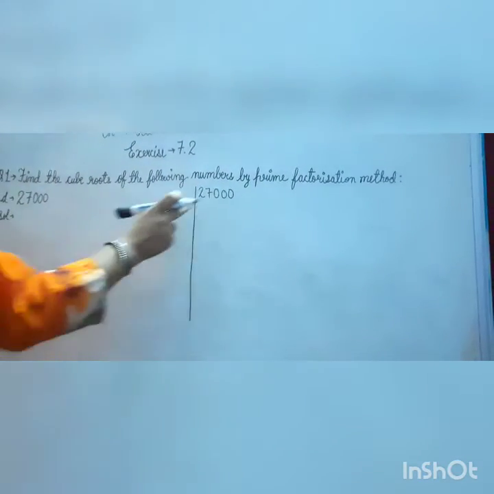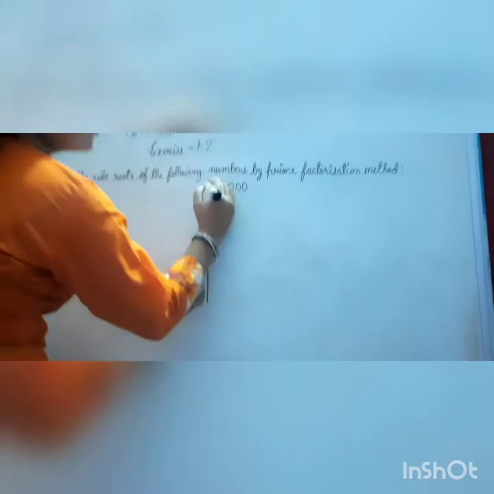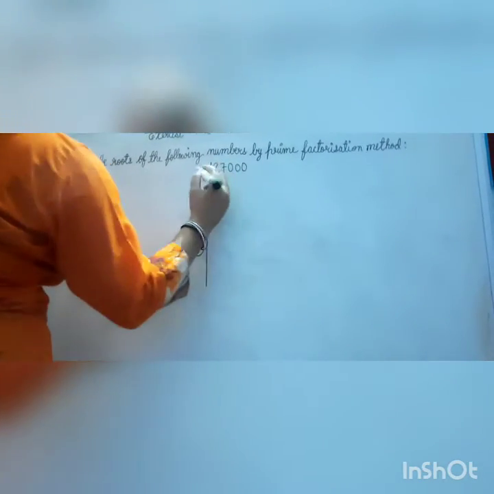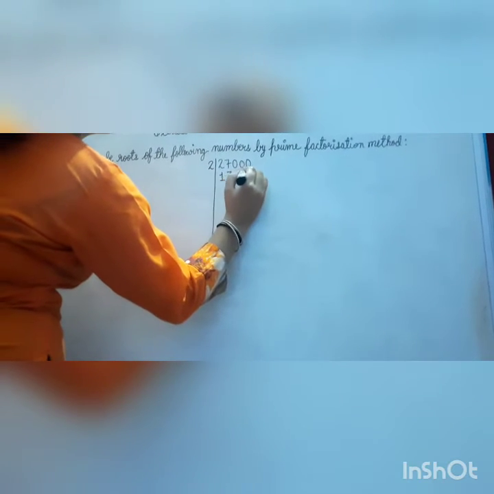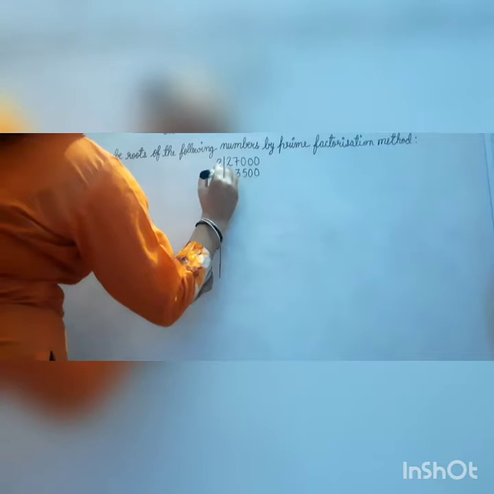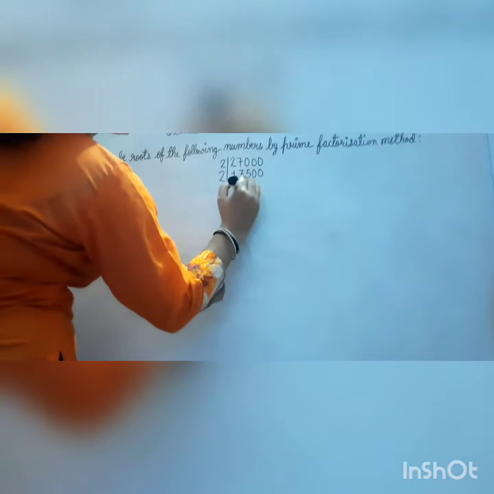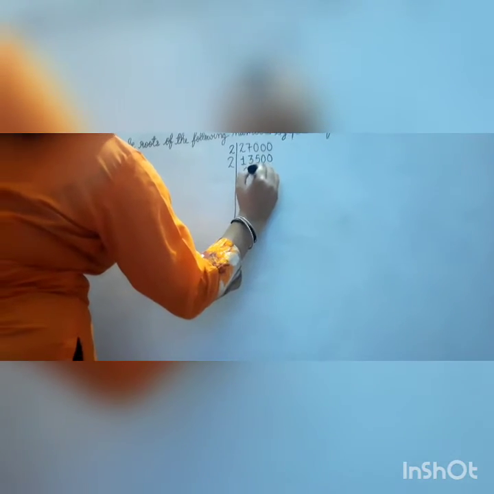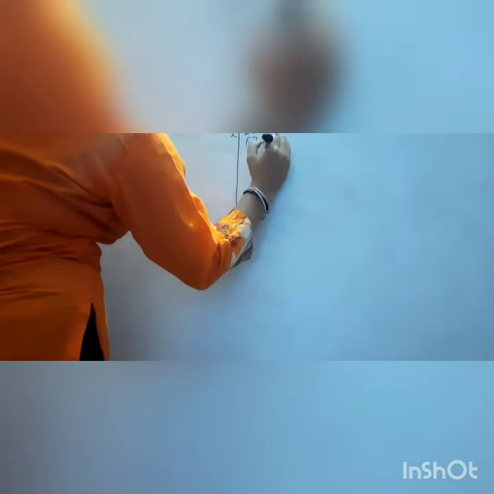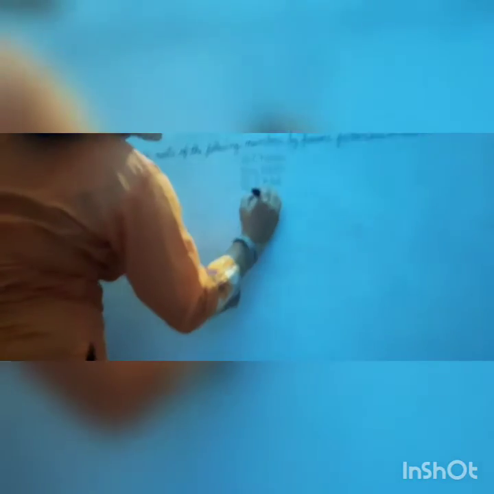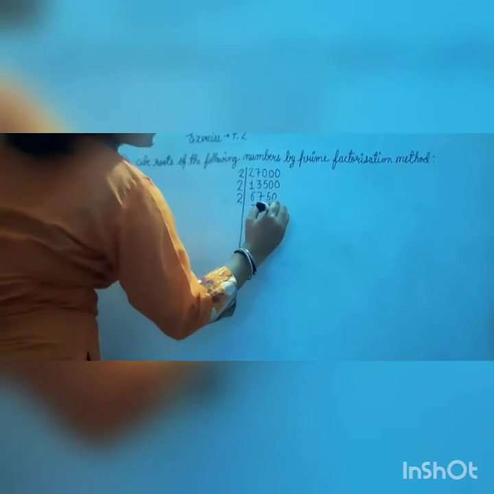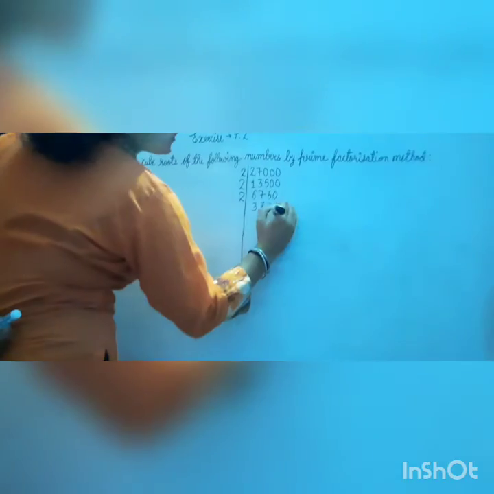You can see that this is an even number. You will divide it by 2. 2 1s are 2, 2 3s are 6, 2 5s are 10, 0, 0. Again 2, 2 6s are 12, 2 7s are 14, 2 5s are 10, 0. Again 2, 2 3s are 6, 2 3s are 6, 2 7s are 14, 2 5s are 10.